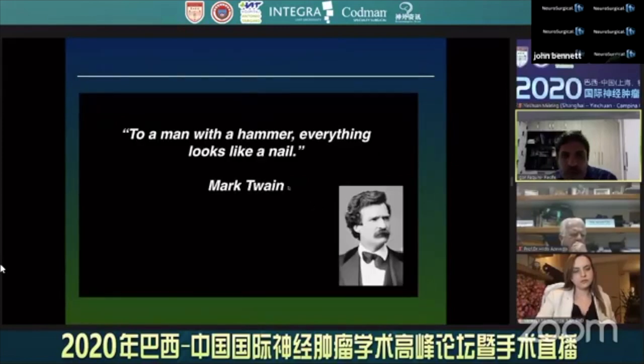So to a man with a hammer, everything looks like a nail. This comes from Mark Twain, American novelist. So it's very important to know that even if you master the technique, sometimes you might do some big problems for your patients. So it's very important to evaluate the case in order to avoid problems, especially in pediatric populations.